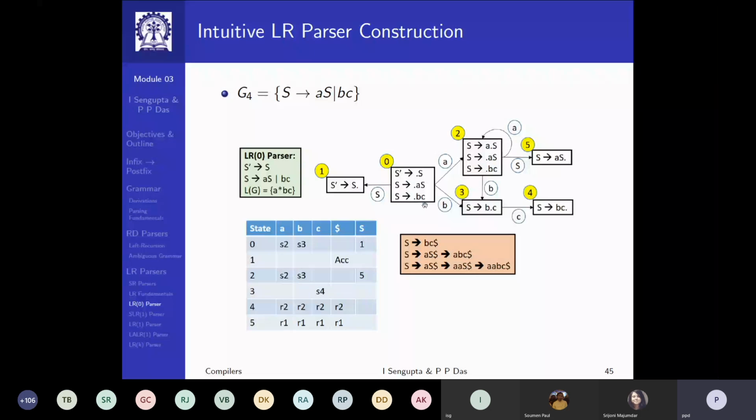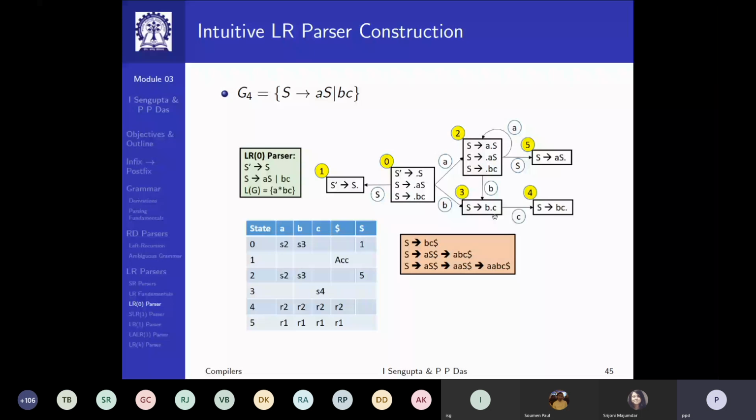Or on this state 0, I'm expecting B. So if I see B, I will shift that. So on B, I shift. My dot moves after B because now it is S produces B dot C, because I've seen B. I'm expecting to see a C. And now the dot is before a terminal, so there is no closure.